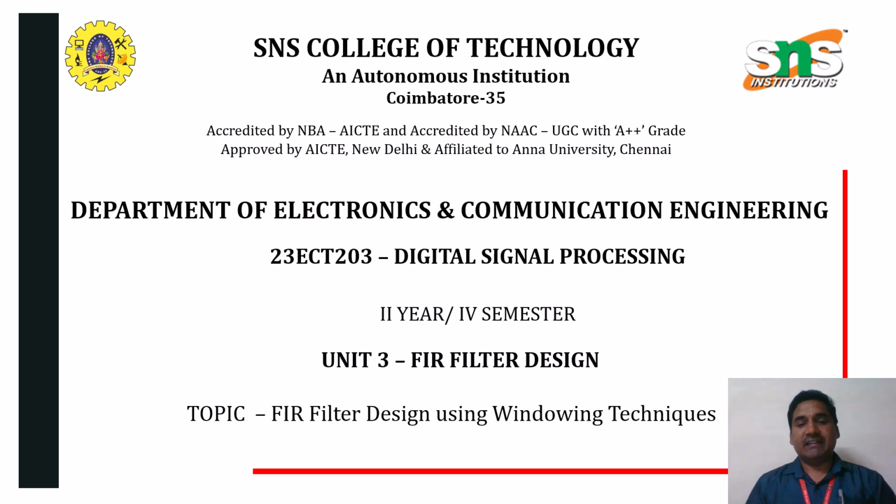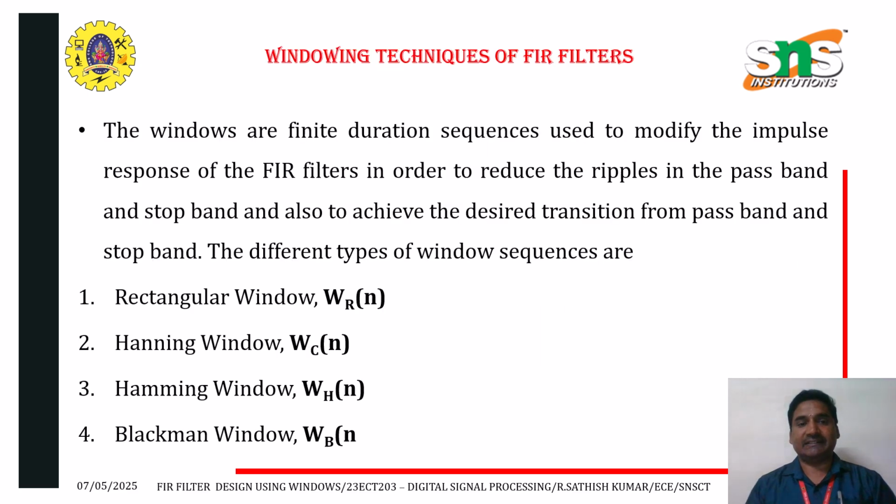Now, let us see another video lecture in the series on FIR filter design using windowing techniques. The windows are finite duration sequences used to modify the impulse response of the FIR filter in order to reduce the ripples in the pass band and stop band and to achieve the desired transition from pass band to stop band. The different types of windowing techniques are rectangular window, Hanning window, Hamming window, and Blackman window.